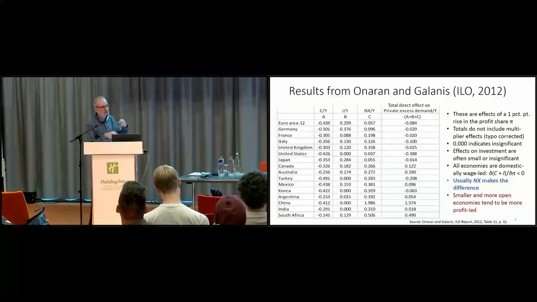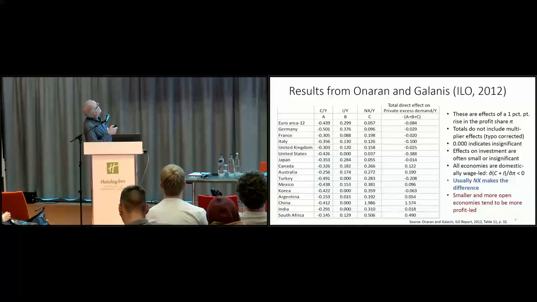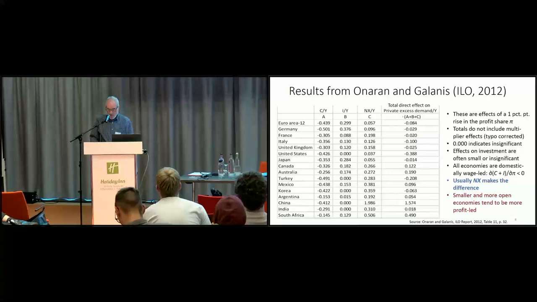And they found that it was the smaller and more open economies that tend to be more profit-led. So South Africa, India slightly, China very strongly, Argentina somewhat, Korea more strongly, Mexico rather, Canada and Australia, all of which are extremely open economies. Whereas the larger, richer, and more closed economies, such as United States, EU-12, Germany, etc., are found to be wage-led overall, in the sense that the effects on net exports are not large enough to outweigh the effects on domestic demand.